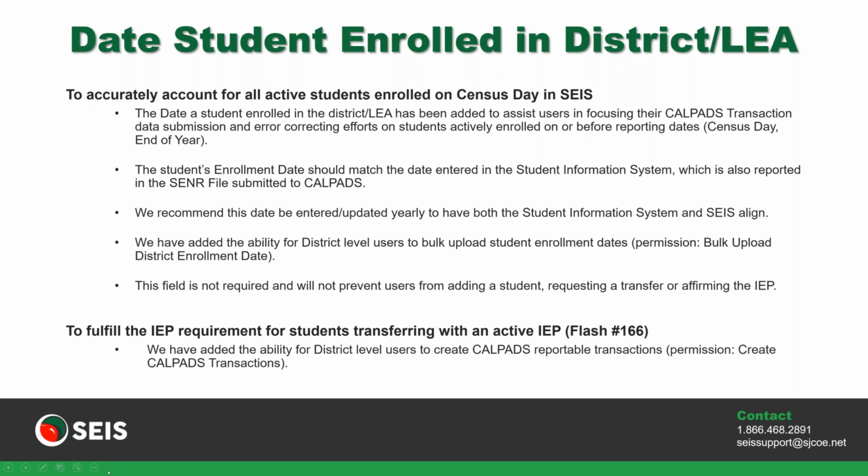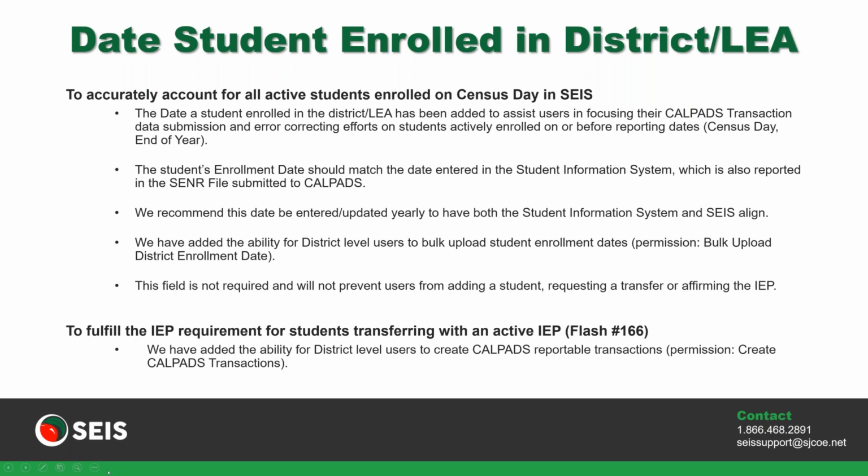This is why we created the ability for users to bulk upload student enrollment dates from the SIS. If you are a district level user, you have the permission to bulk upload enrollment dates, where you can easily pull a file from your SIS. You just pull the enrollment date and then you upload it right into SEISS. And that's it. That way at the beginning of each school year, you can just download the enrollment dates for your students and upload them into SEISS, and then you don't have to worry about manually updating the enrollment date for every single one of the students.